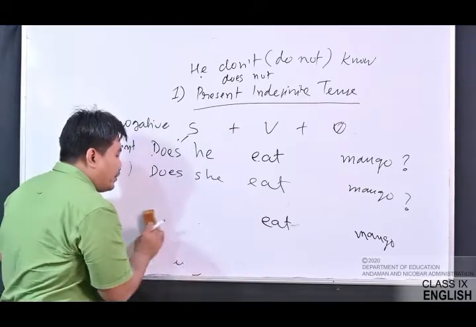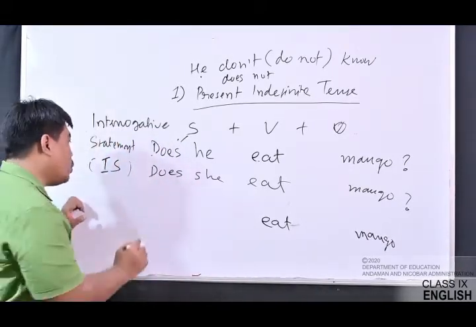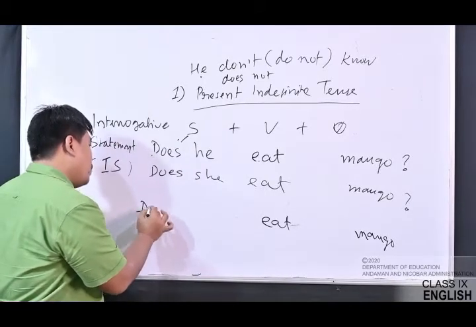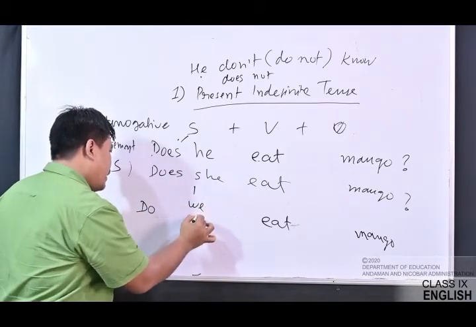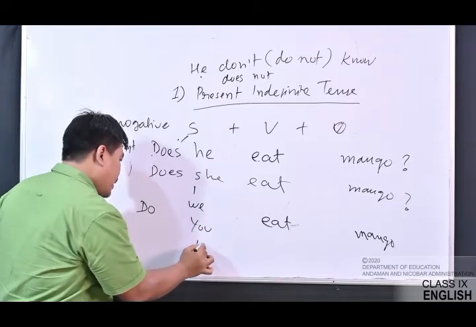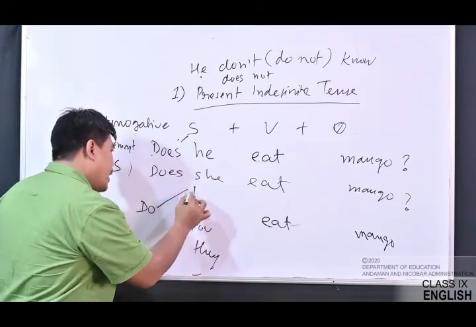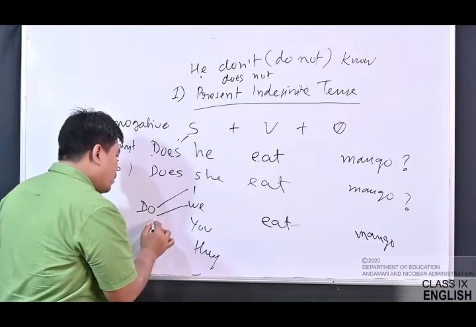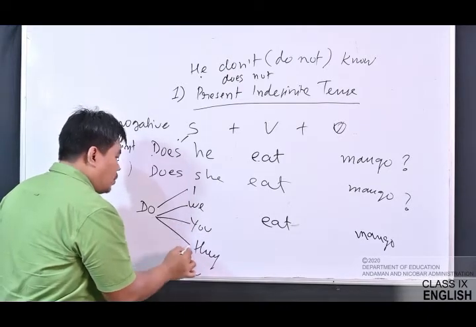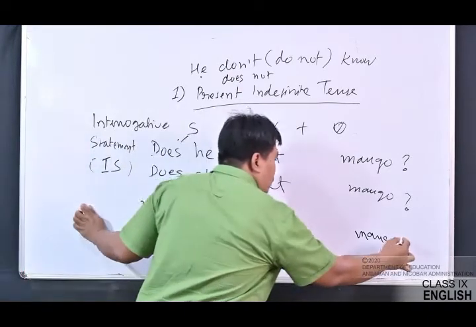So here, for all of this, I, we, you, they, it'll become do, okay? Do, I, we, you, they. Do I eat mango? Do we eat mango? Do you eat mango? Do they eat mango? Question mark.